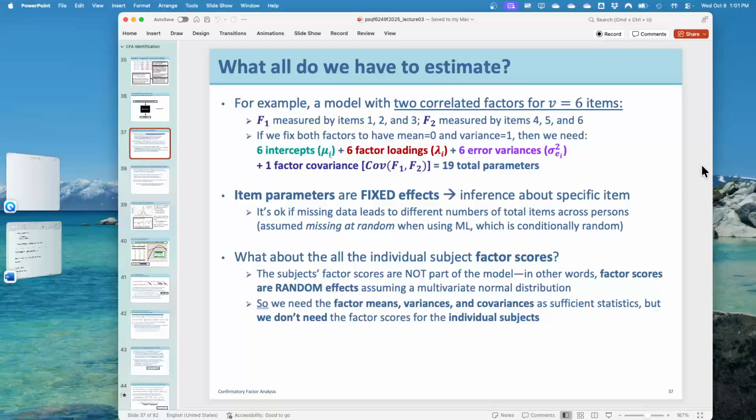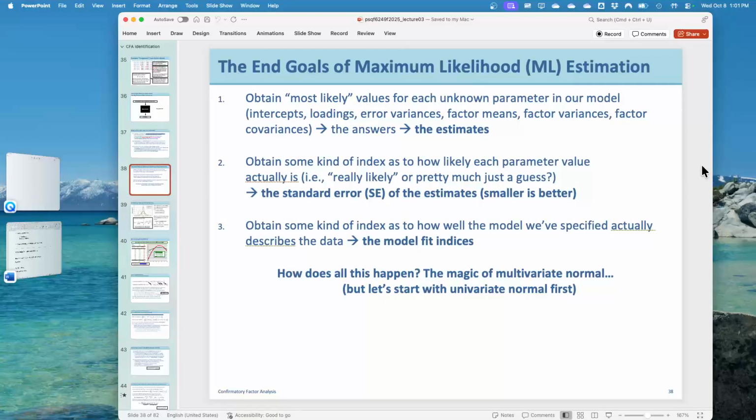Why are you not moving forward when I want you to? There we go. So, here are the goals of maximum likelihood. I'm assuming at this point you probably haven't had much maximum likelihood. I don't think Lisa describes it much in generalized. So I'm going to give you a little bit more here.